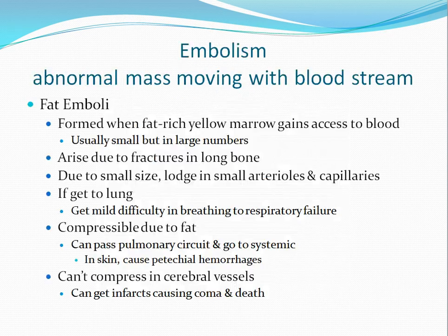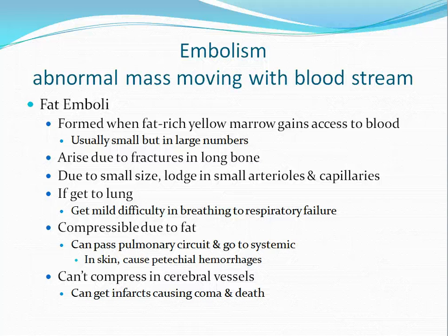Other types of embolism. There are fat emboli. These are formed when fat-rich yellow bone marrow gains access to the blood. These are usually small, but they can form in large numbers. They arise as the result of fractures in your long bones, such as your femur or your tibia. Because they are small, they tend to lodge in small arterioles and capillaries.